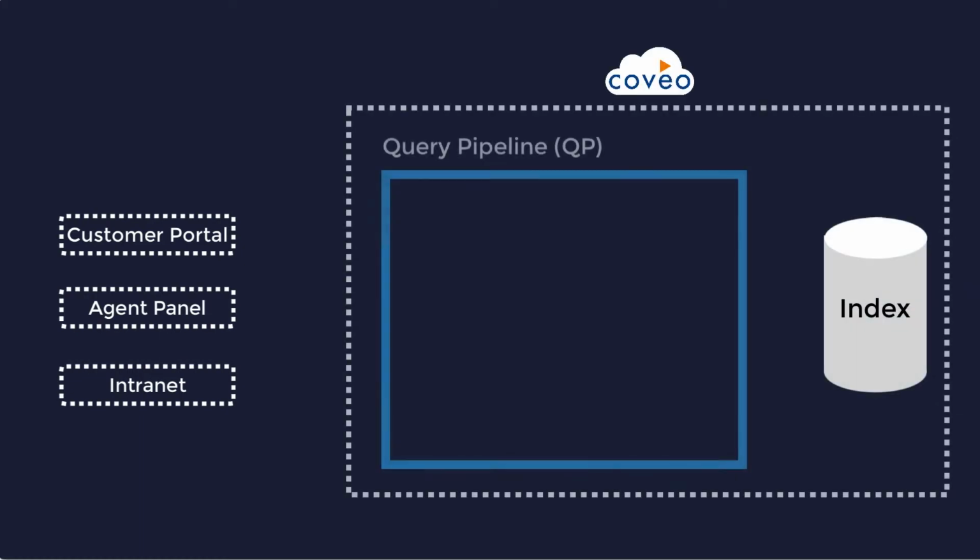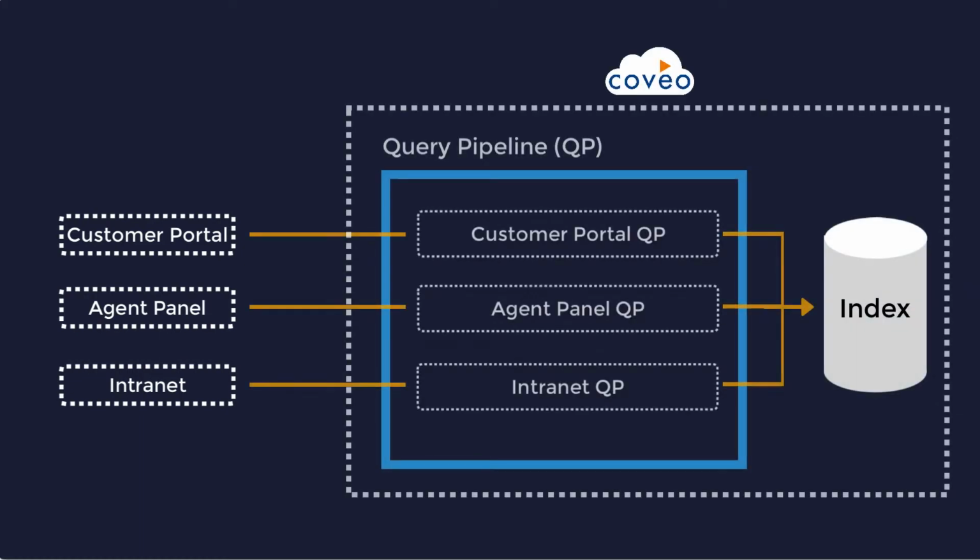Before we jump into the testing process, let's do a quick refresh on query pipelines and how queries are routed through them. Let's say you have multiple search interfaces, one for your customer portal, another for your agent panel, and a third one for your intranet. Following best practices, each one of them will send their query through their own query pipelines. This will enable you to create a tailored search experience for each of your audiences.